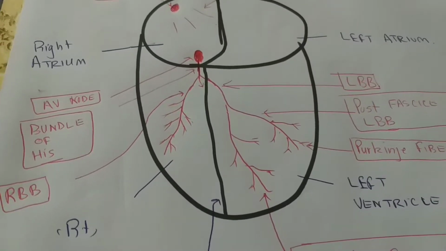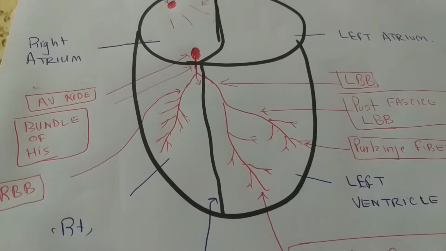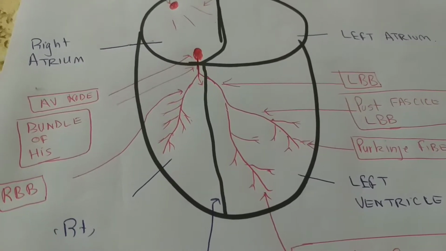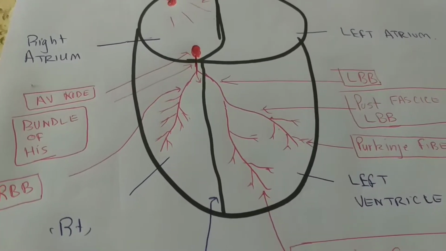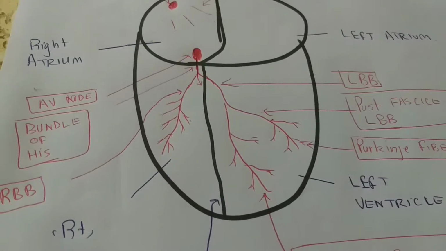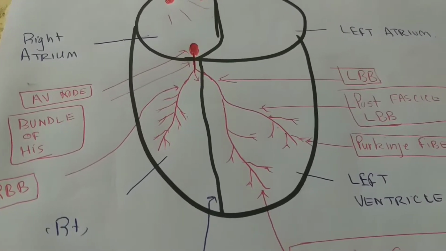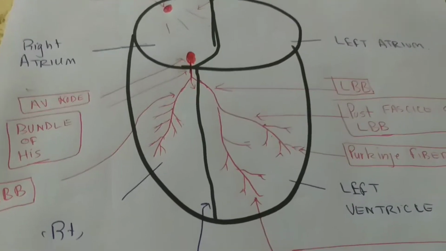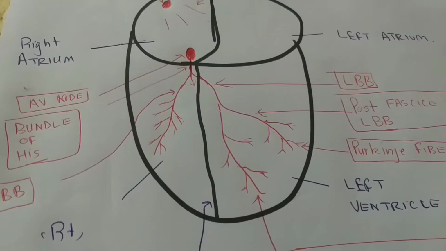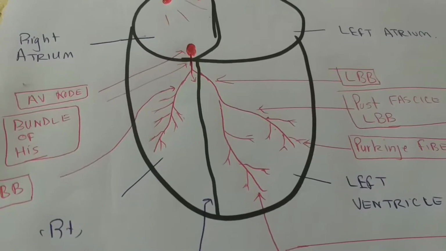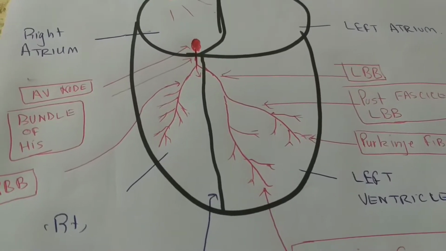The definition of the PR segment is from the end of the P wave to the start of the QRS complex, whereas the PR interval is the time from the start of the P wave to the start of the QRS complex. So the very time in which the impulse is passing from the atria to the ventricle is the one which is shown on the ECG paper as the PR segment.